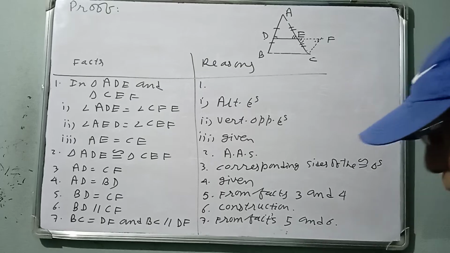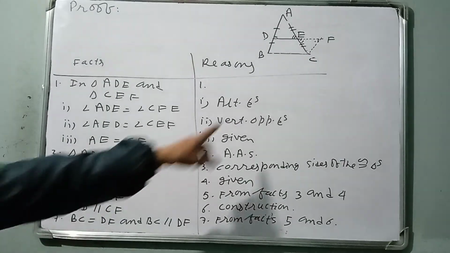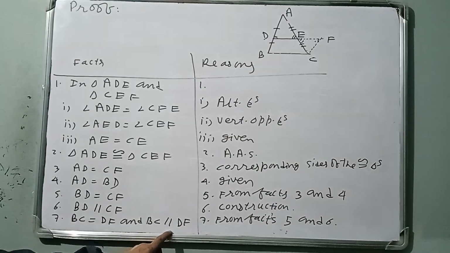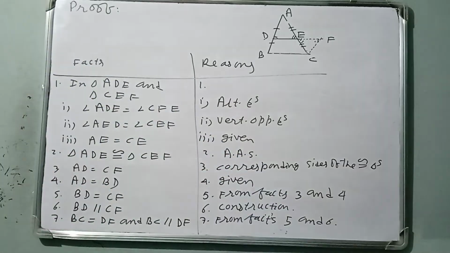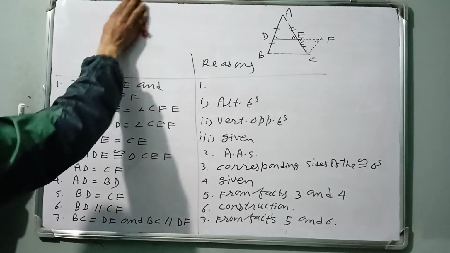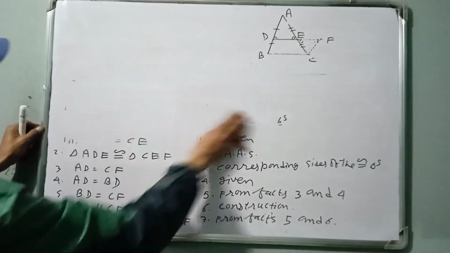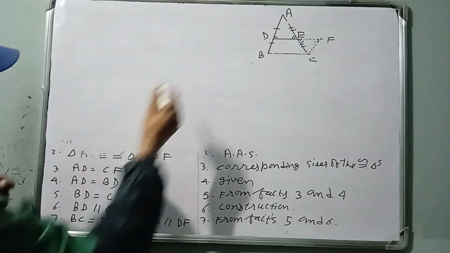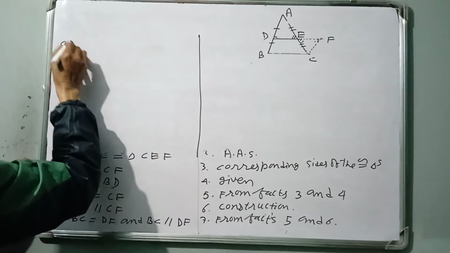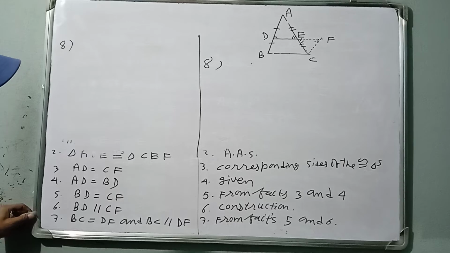So from facts 5 and 6, you can write BC is equal to DF and BC is parallel to DF. It means BCFD is a parallelogram. What can you write? I just drop number 7, now fact number 8. BCFD is a parallelogram.